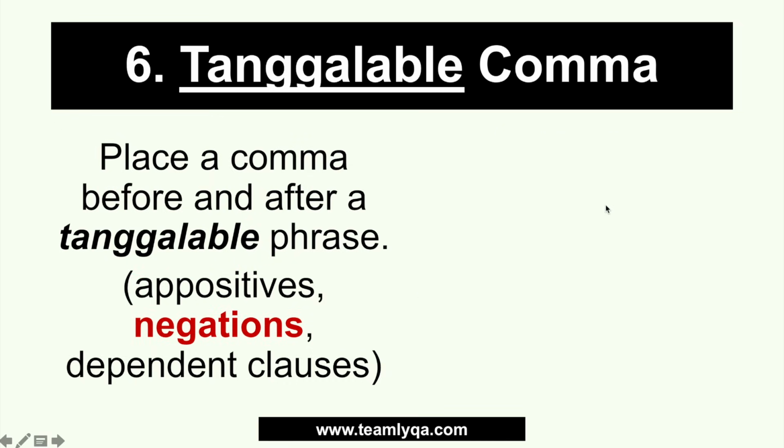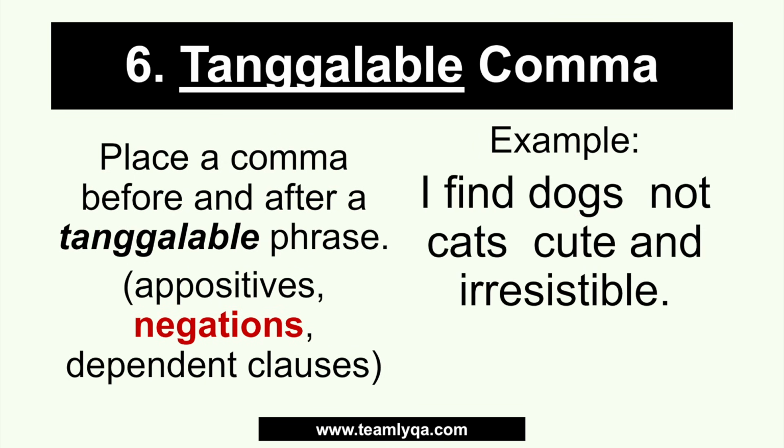Okay? Now, another example of a tanggalable phrase is yung negations na tinatawag. Kanina, appositive, no? Positive. So again, it's something about the person that we're already talking about. Ngayon naman, negation. Negative naman ang root word. Ano yung negation? Let's talk about this example. So sabi, I find dogs, not cats, cute and irresistible. So again, if you notice, yung negation, meron ka agad itong clue natin, the word na not. Okay? And tanggalable din siya.